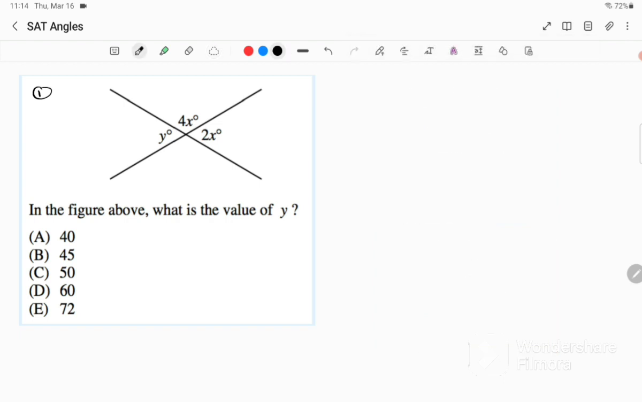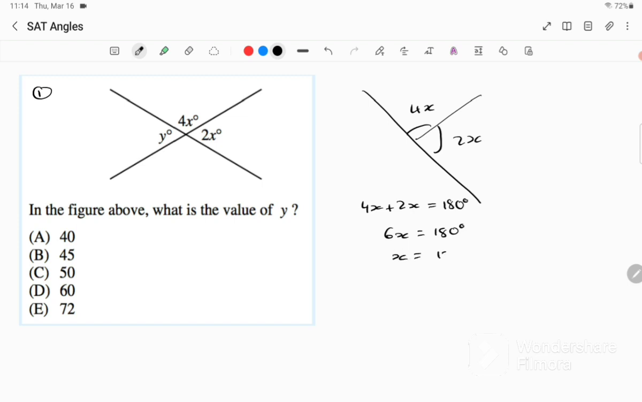So here we have question 1. We are told to find the value of y. So using the first concept, if we look at this figure, we have 4x and 2x on a line. So 4x plus 2x is equal to 180. So 6x is equal to 180. And x is 180 over 6, which gives us 30.